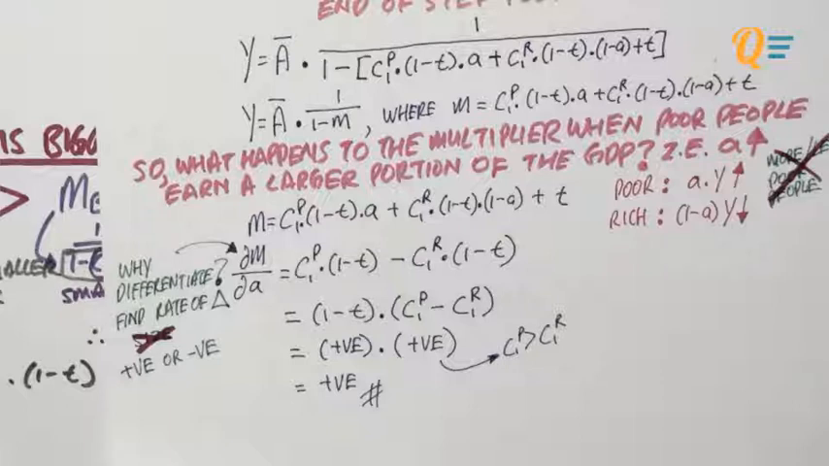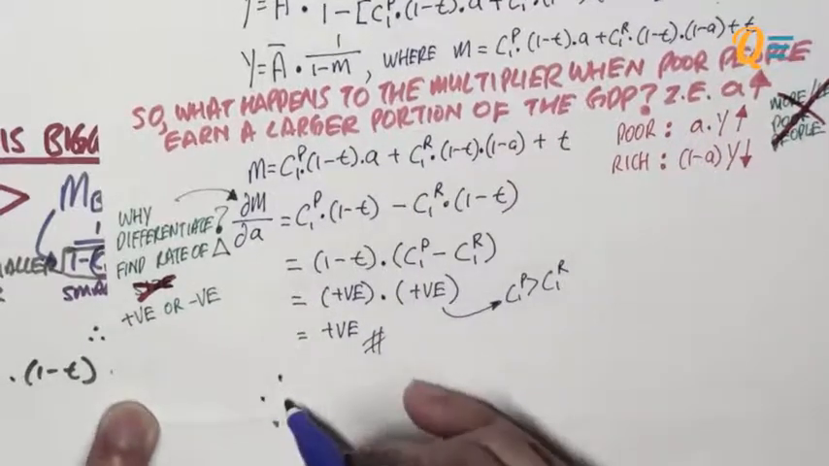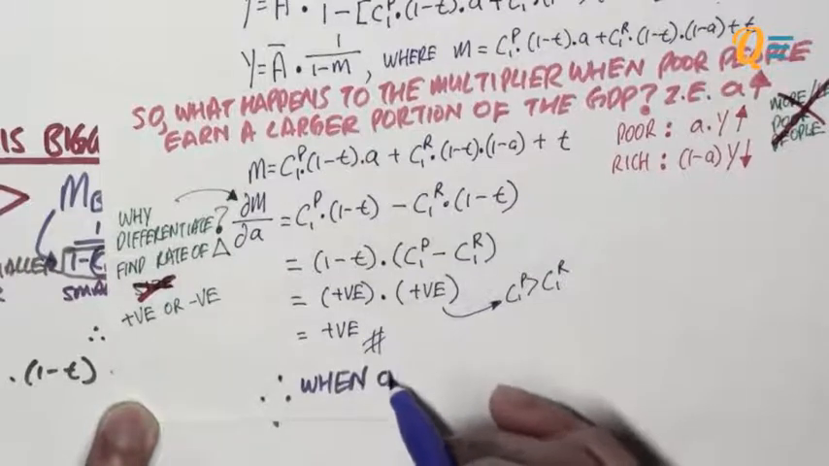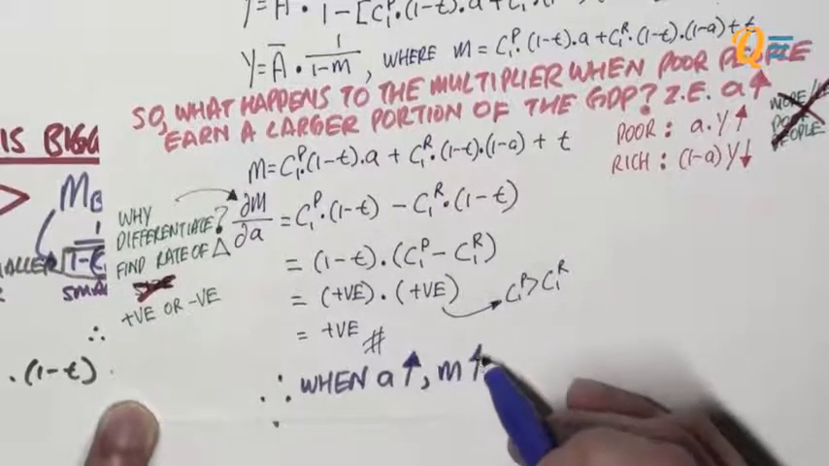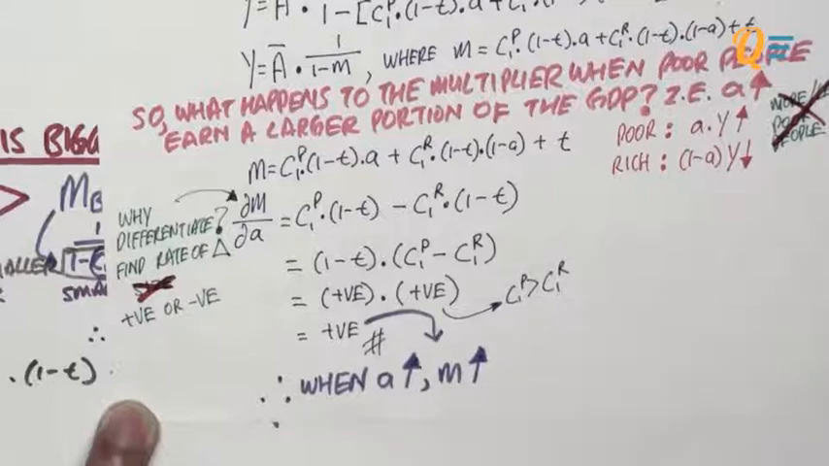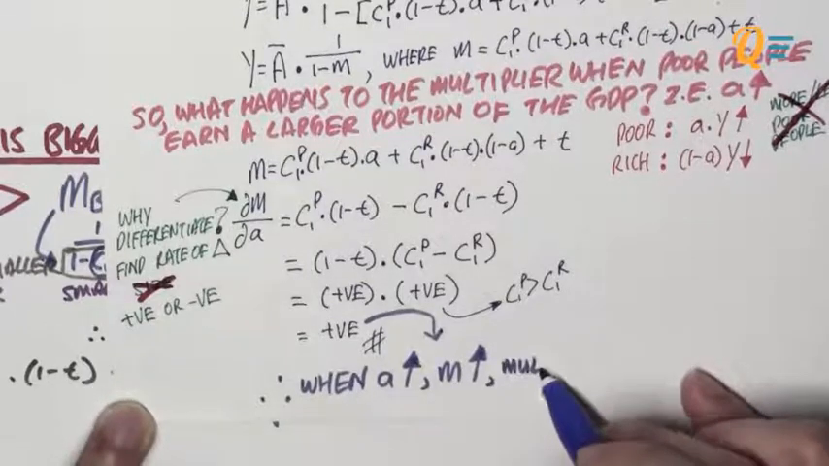When A increases, M is going to increase. When A decreases, M is going to decrease. And we can now conclude, therefore, when A increases, we know that M is going to increase. Okay? And this is due to that positive relationship.